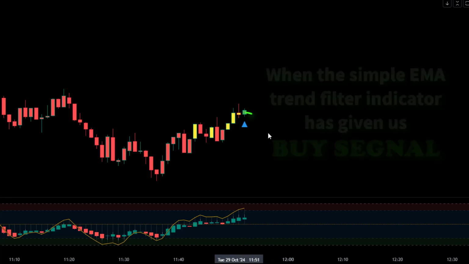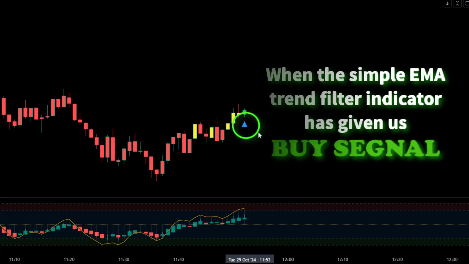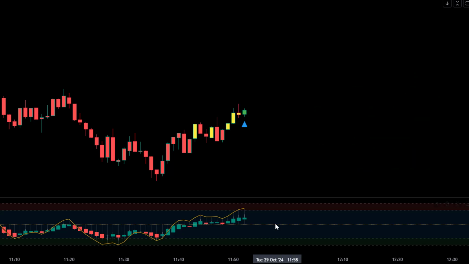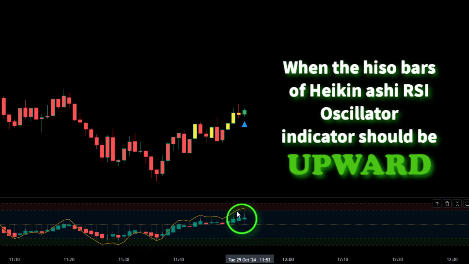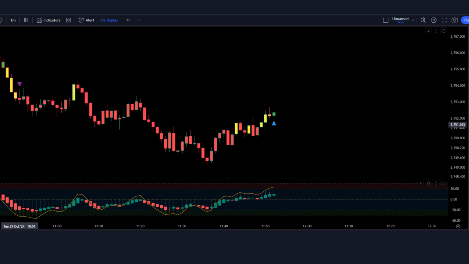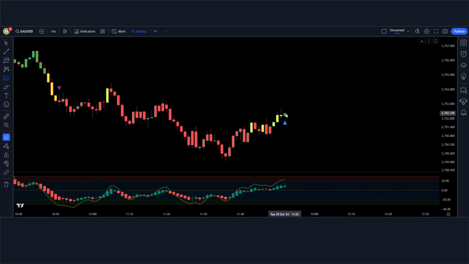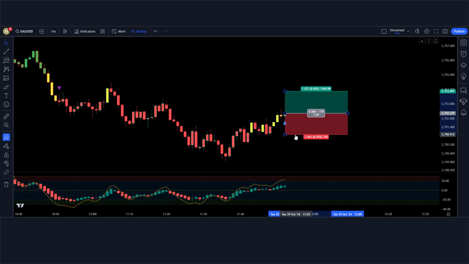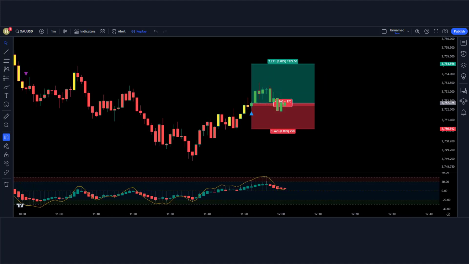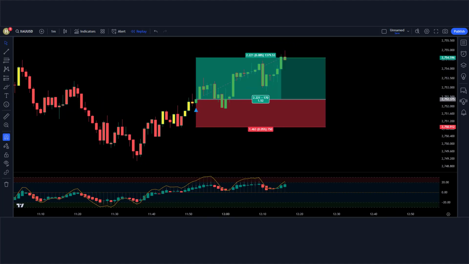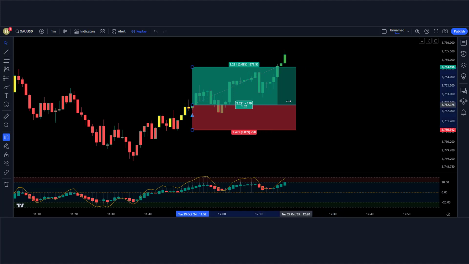Now, let's understand the concept where we will take buy and sell trades based on their conditions. When the simple EMA trend filter indicator has given us buy signals, when the market forms a bullish candle, and when the isobars of the Heikin-Ashi RSI oscillator indicator are upward, if this condition is fulfilled, then we will place a buy order. Our stop loss will be placed at the current market's lower level, and the risk to reward ratio will be 1:1.5. The market has completely hit the target.